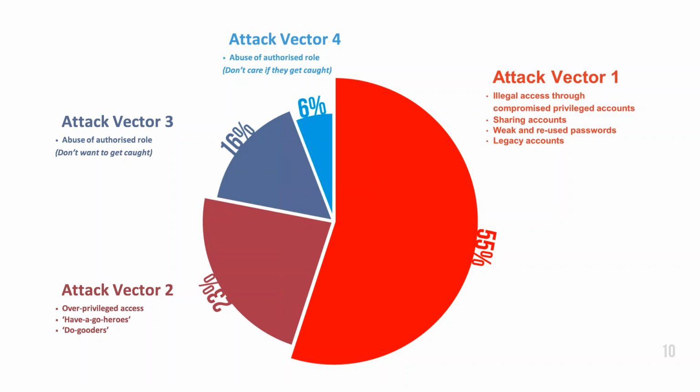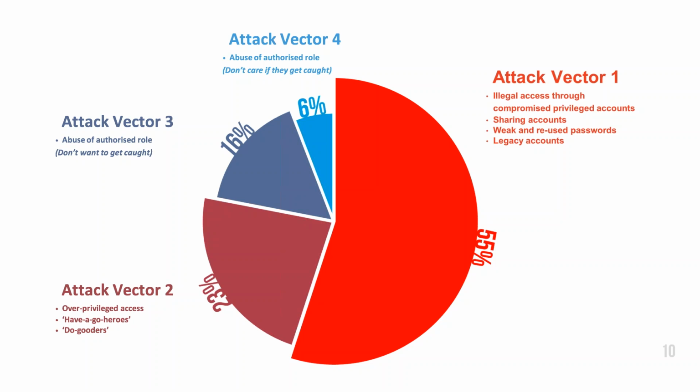On the left-hand side of this slide are 3 attack vectors that relate to the insider. And you'll notice that attack vector number 4 are your disgruntled employees. These are people that are going to abuse their level of privilege, and they don't care if they get caught. I got overlooked for that promotion. I didn't get the pay rise I wanted.